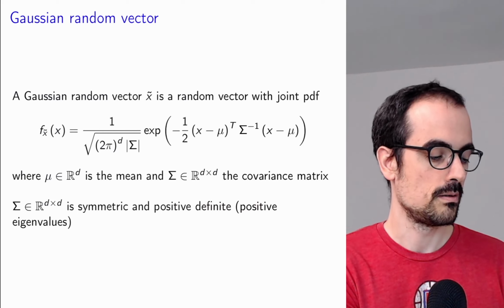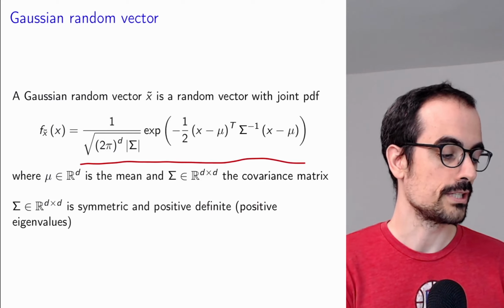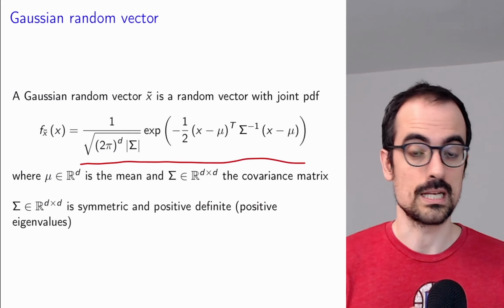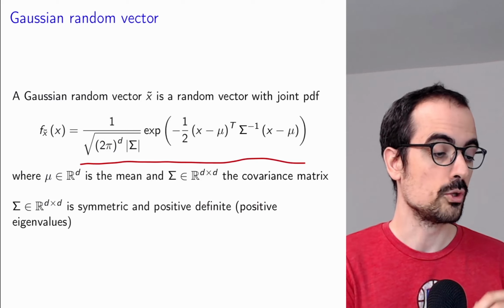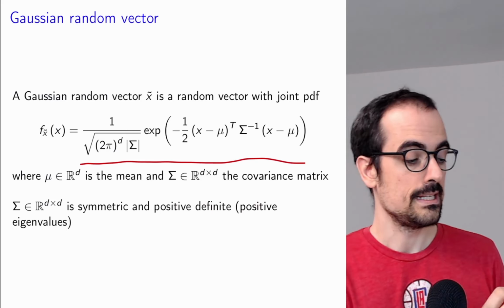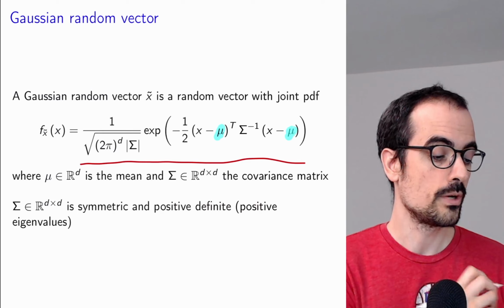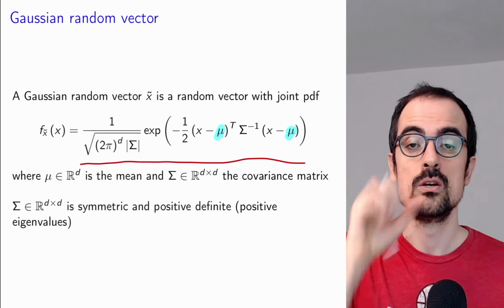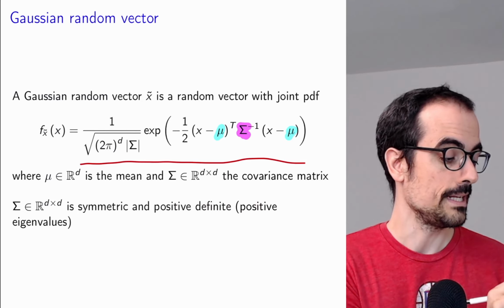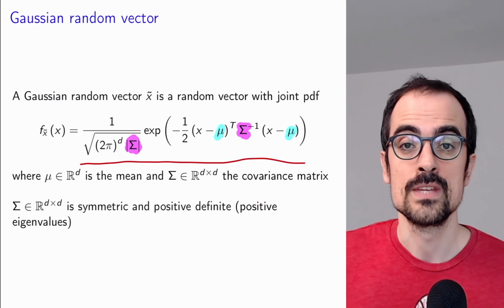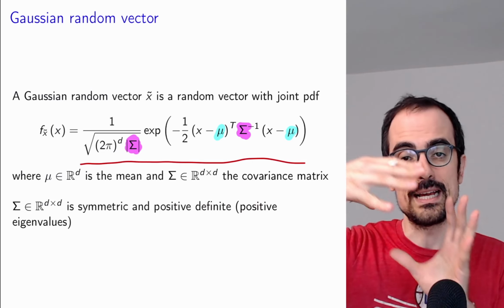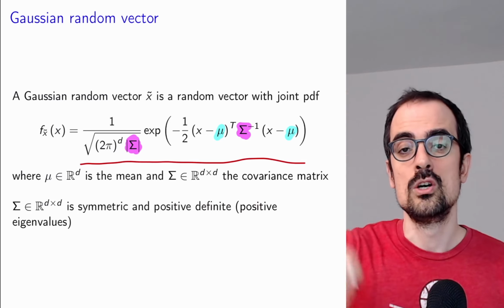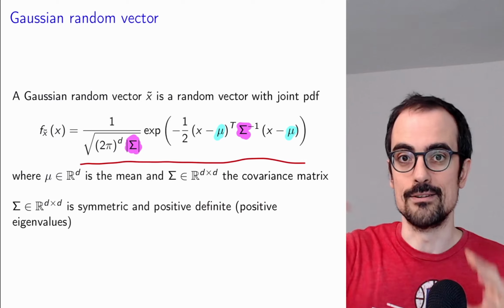The joint PDF of a Gaussian random vector with d entries looks like that. And perhaps the most important part to remind you of is that there are two parameters. One is the mean, represented by mu here. It's a d-dimensional vector. It tells you where the Gaussian random vector is centered. And there's another parameter, which is the covariance matrix of the random vector. And basically that tells you how elongated the joint PDF of the Gaussian random vector is in different directions.